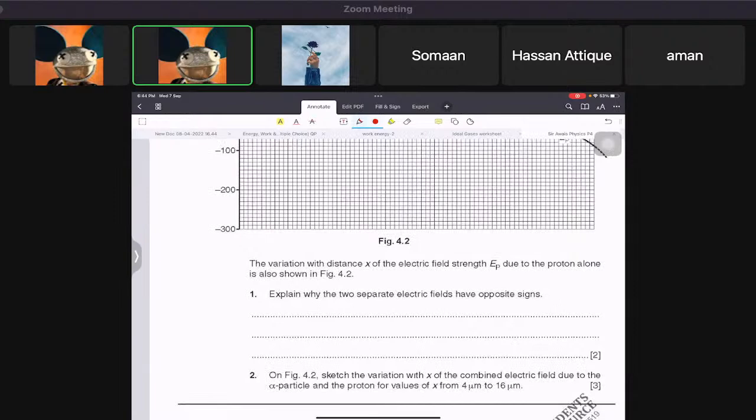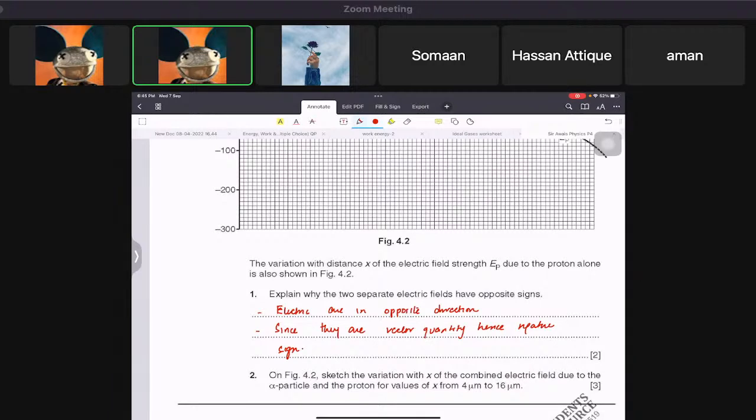electric fields are in opposite direction since they are vector quantities. Hence, negative sign. Is it clear, everybody? Like that.